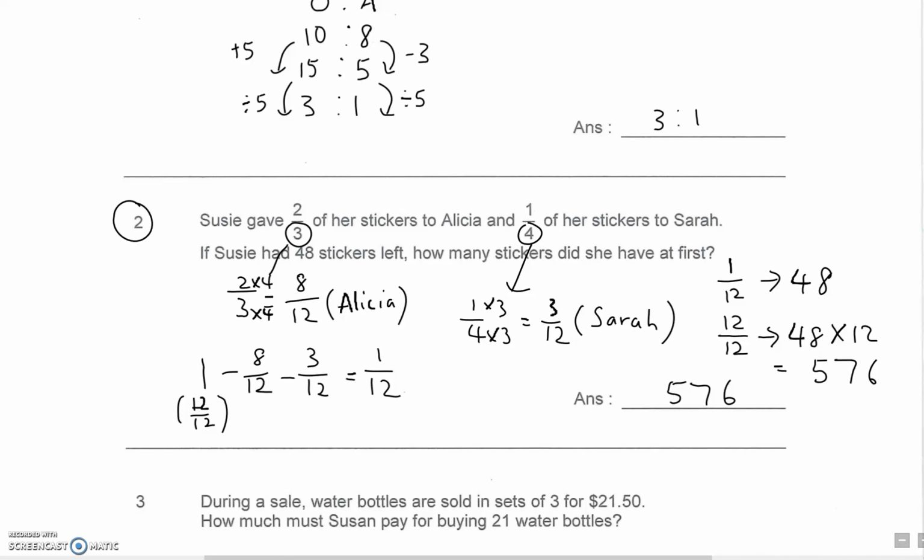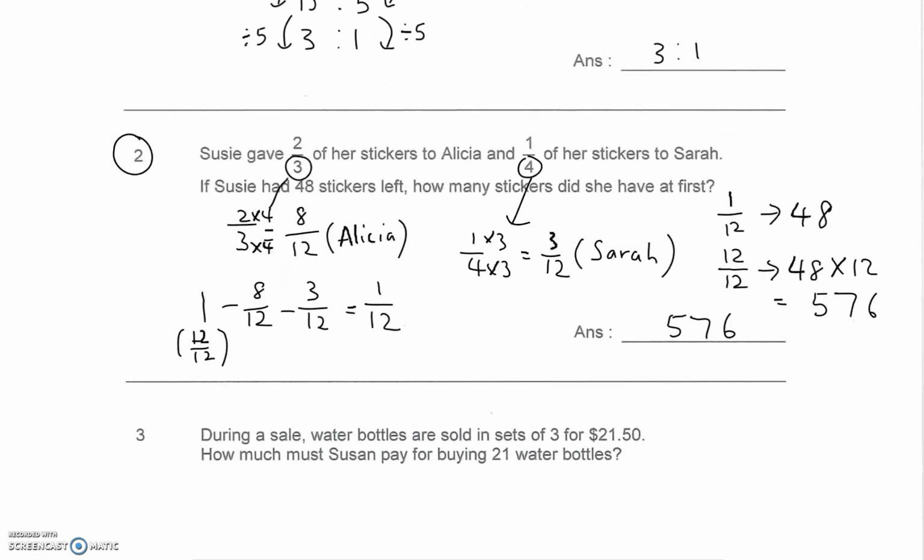So, learning point over question 2 is this. If we are talking about the same whole, we are talking about Susie in this case, the two fractions that have no similar denominator, change them to the same because they refer to the same person.